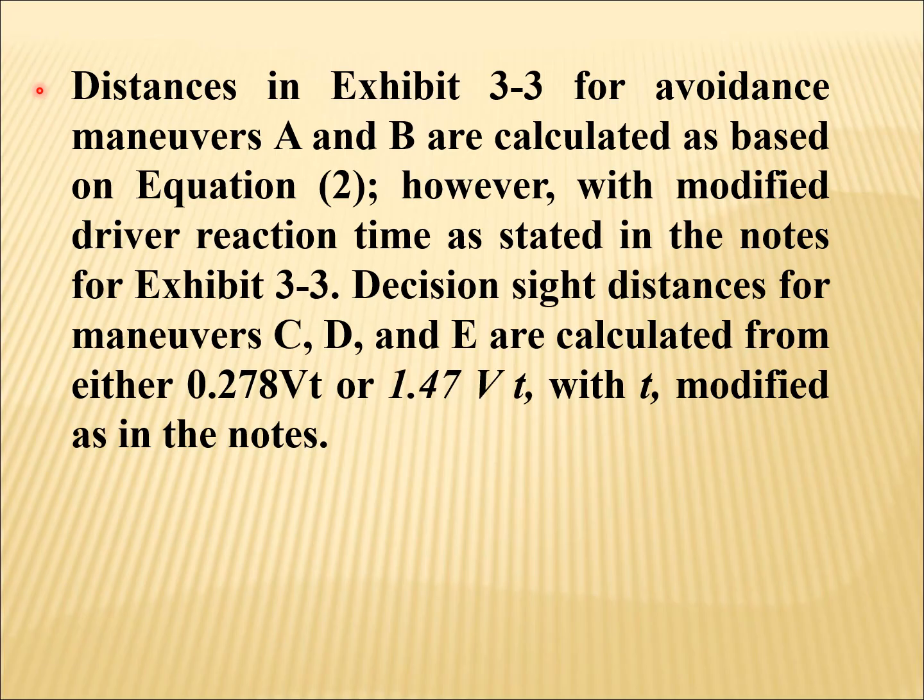The table that I have just shown, that is exhibit 3-3, for avoidance maneuvers A and B is calculated based on equation number 2, however, with modified driver reaction time as stated in the notes for exhibit 3-3. Decision sight distances for maneuvers C, D and E are calculated by using this formula with t modified as in the notes.